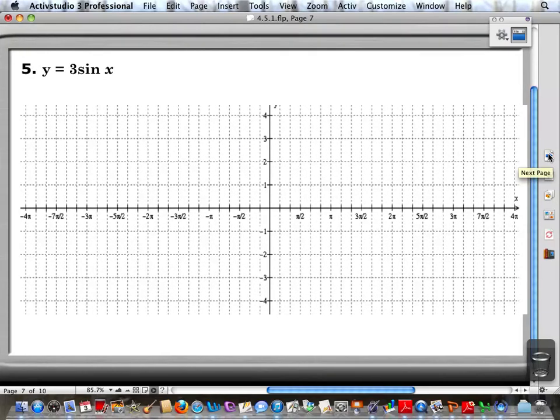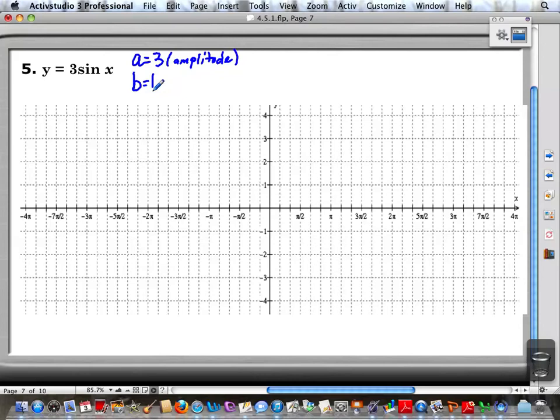Okay, so let's look at number 5. Y equals 3 sine of x. So again, the first things we need to look at are the a value and the b value. The a is the coefficient on the trig function, which is 3. And remember, that has to do with our amplitude. The b is the coefficient on x, which in this case is 1. So if b is 1, I haven't changed my period any. My period is still going to go from 0 to 2 pi.